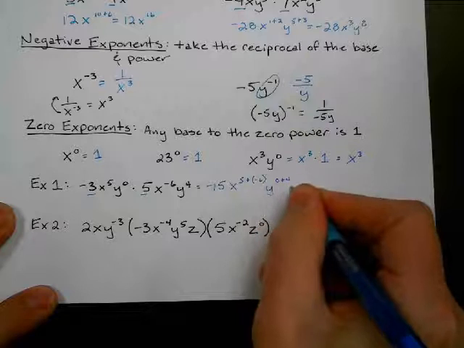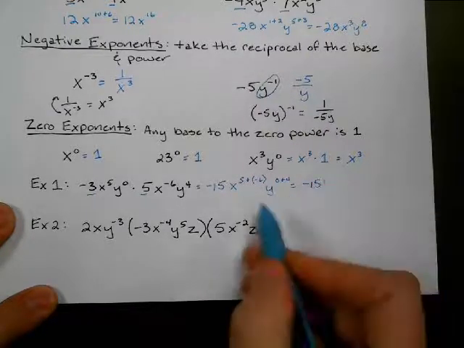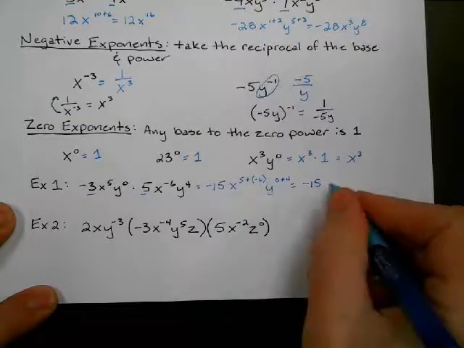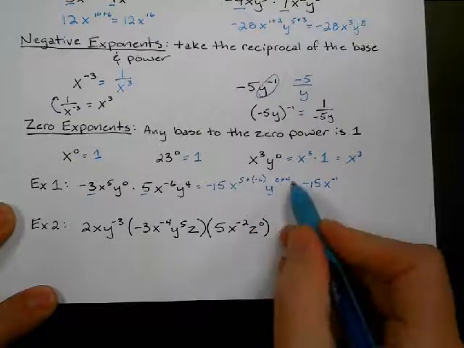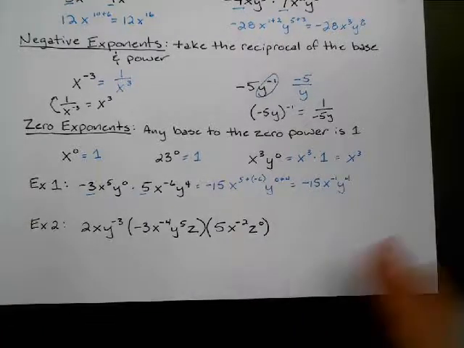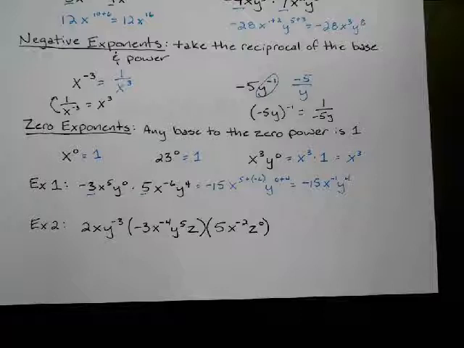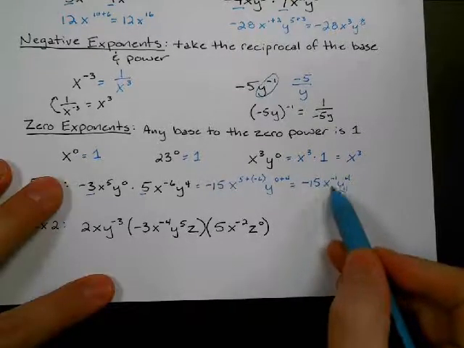So what does that leave me with? I've got negative 15. 5 minus 6 is negative 1, so this is x to the negative 1. And 0 plus 4 is 4. Now, when we do our problems, we can't leave our answers with negative exponents. So what we're going to have to do is take anything in the end that has a negative exponent and put it in the denominator.